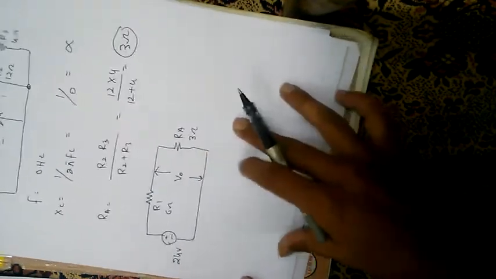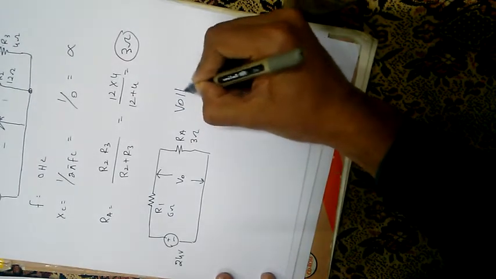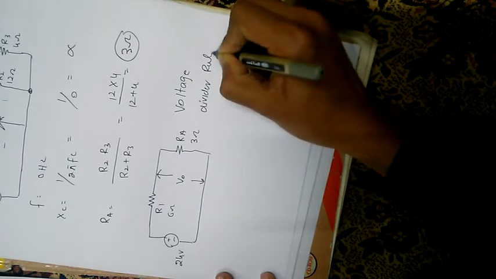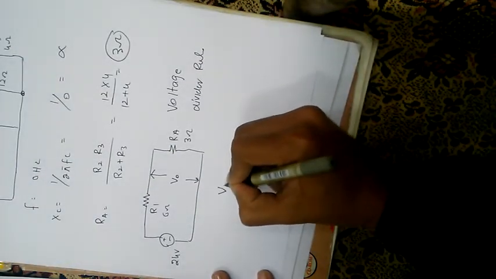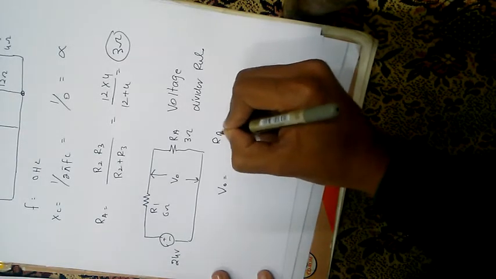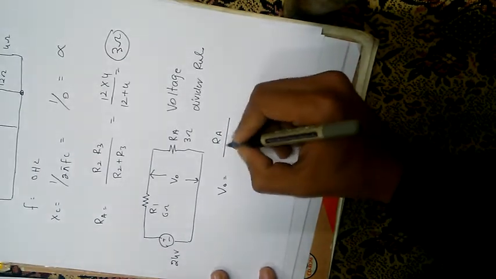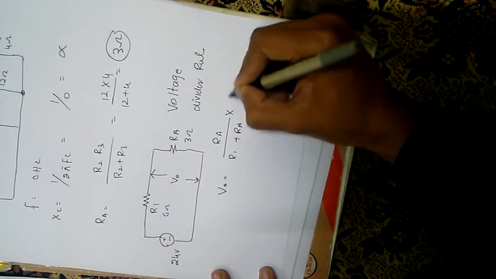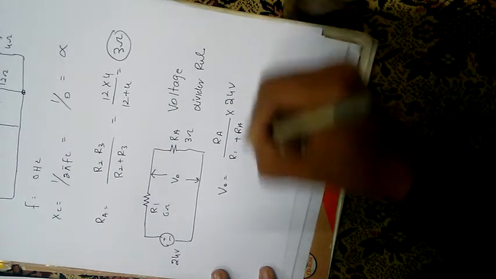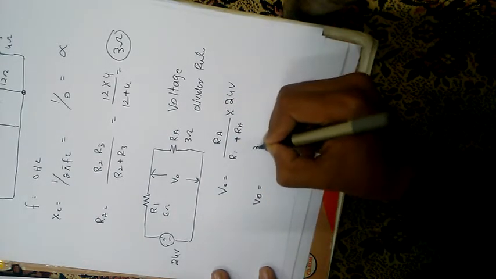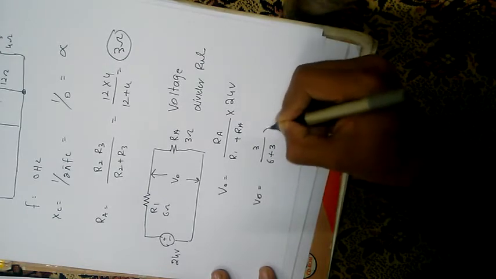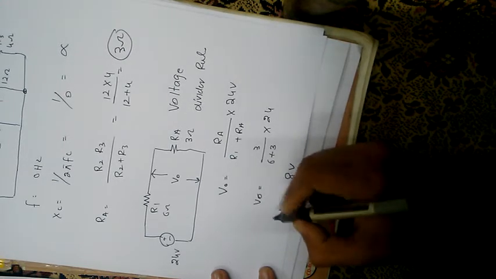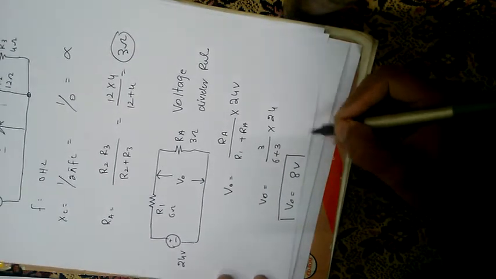For this we can use the voltage divider rule because it is a simple series circuit. To find V0, the voltage divider rule will be used as this: RA divided by R1 plus RA, multiplied by the source voltage, that is 24 volts. So V0 is equal to 3 by 6 plus 3 multiplied by 24, and V0 is equal to 8 volt. So now we have found the initial voltage across the capacitor.